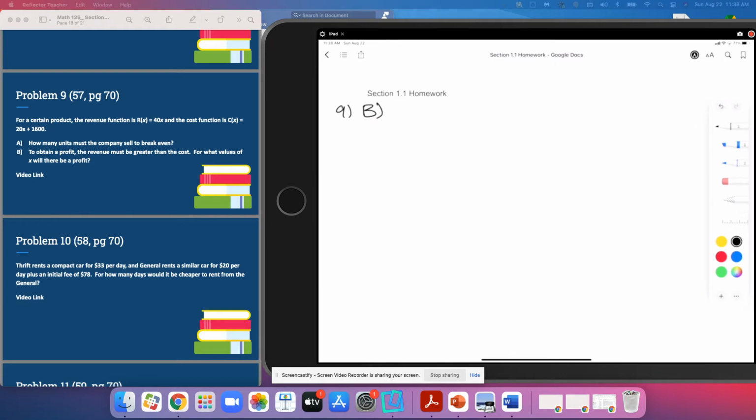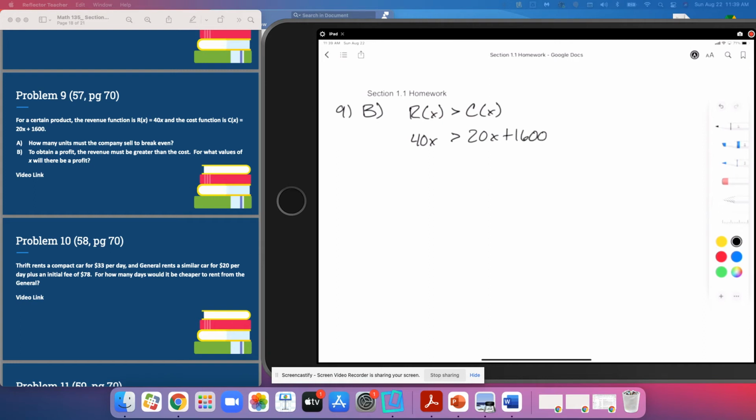Okay, and I have moved on to a new page. And so for 9b, we are trying to figure out when will revenue be greater than cost. We can write an inequality for that. So again, we want to know when is revenue going to be greater than cost? I'm just going to replace revenue and cost functions in for those things. Our revenue function was 40x. When is 40x going to be greater than 20x plus 1600?